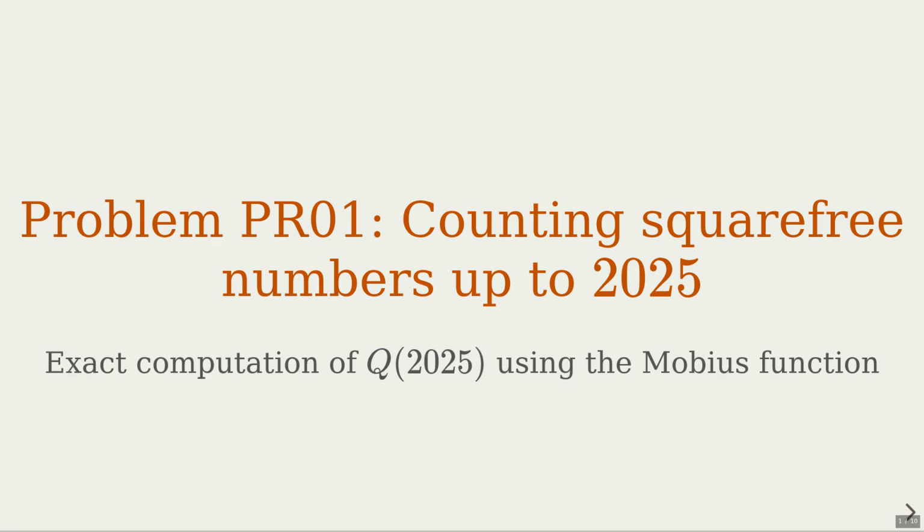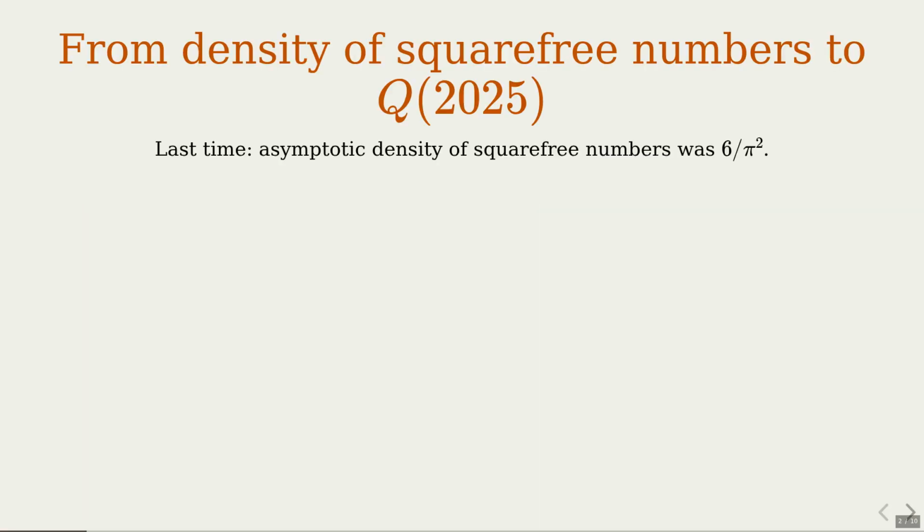Welcome everyone. Today, we'll explore how to count Squarefree numbers up to 2025 using the Möbius function. Last time, we proved that the density of Squarefree numbers is about 6 over pi squared. So today, we actually count them up to 2025 to see that formula in action. Exactly. We will use the Q of x formula to get an exact value for Q of 2025.